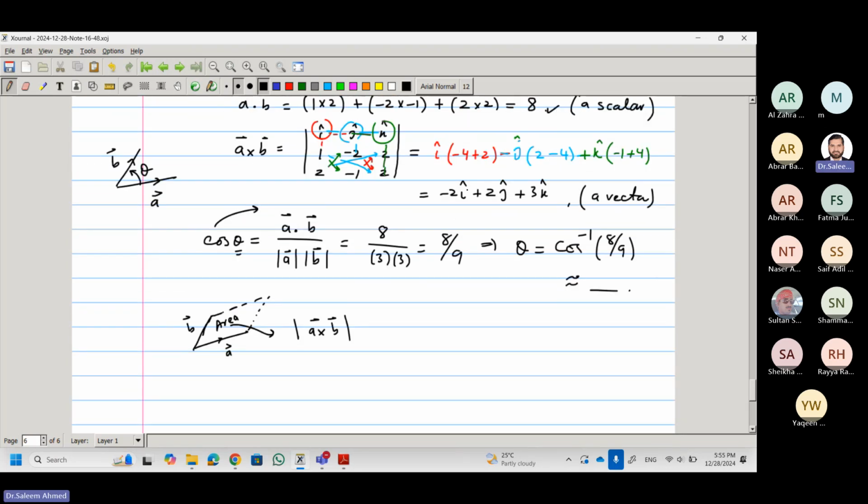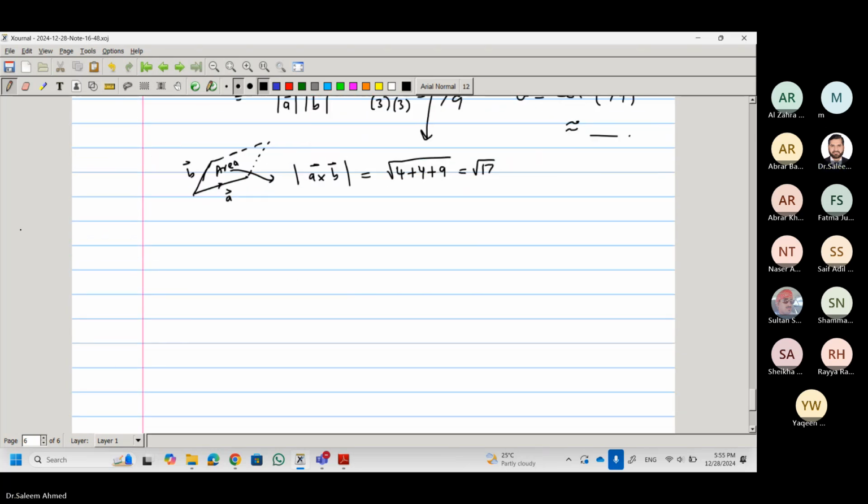So this was the vector, right? A cross B. So if you find the magnitude from here, this was A cross B. So if you find the magnitude, it will become the square root of 4 plus 4 plus 9, the squares of all: 2 squared, 2 squared, 3 squared. 17. So this is the area of the parallelogram. Okay, so very easy formula.